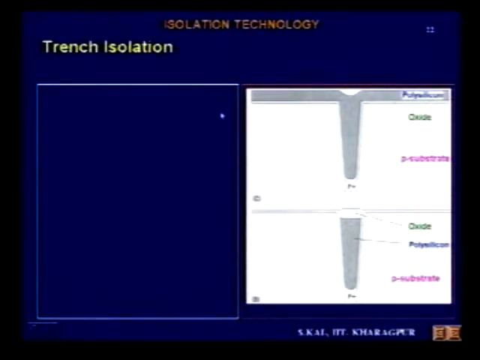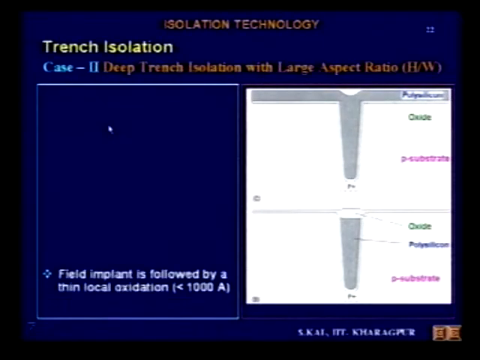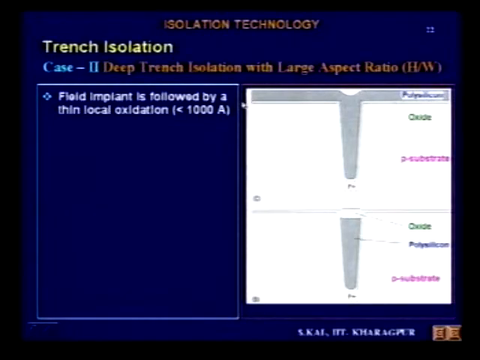Here, the field implant is followed by thin local oxidation. After the field implant, you see this is the implanted region, P plus diffusion layer. Now you have grown an oxide. It's a thin layer of oxide. Here you can see this is the oxide, and sidewall oxidation. This is thermally grown oxide. Thin local oxide of the order of 1000 angstrom.